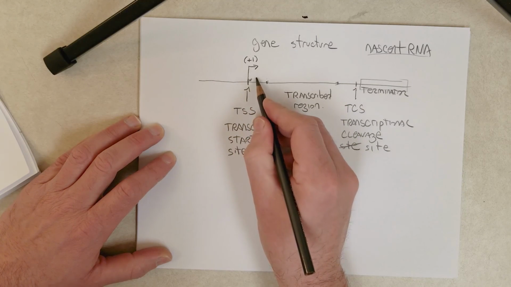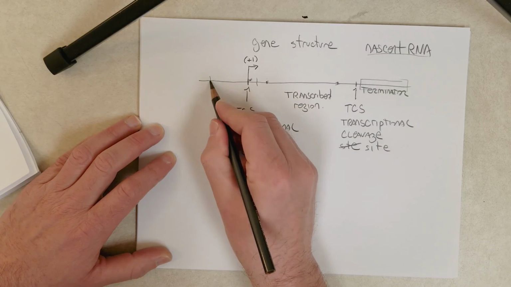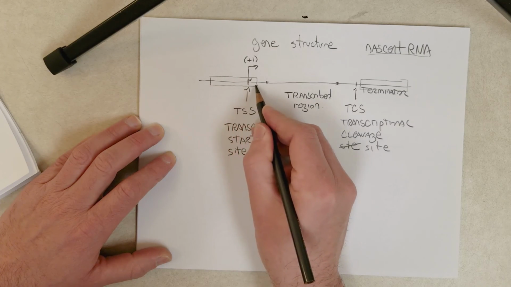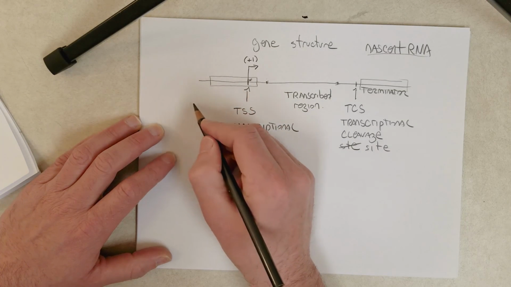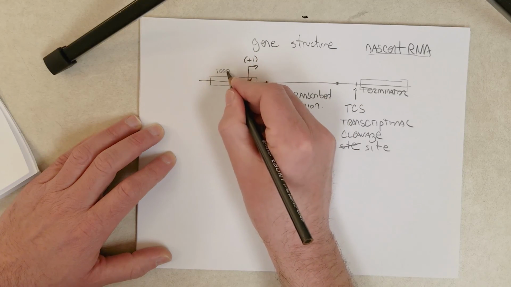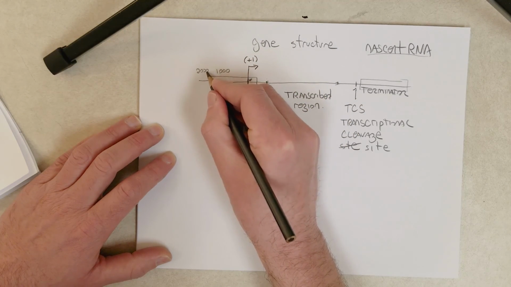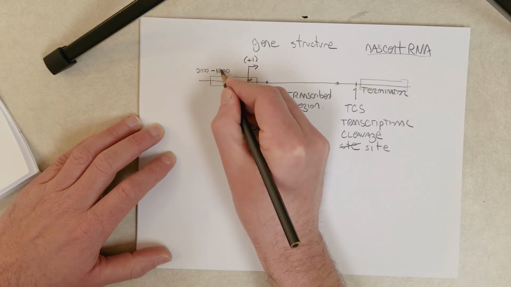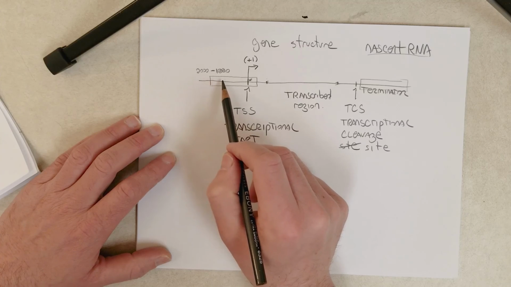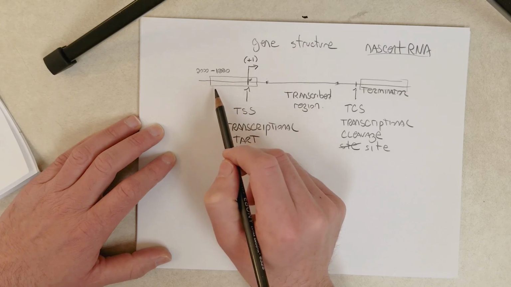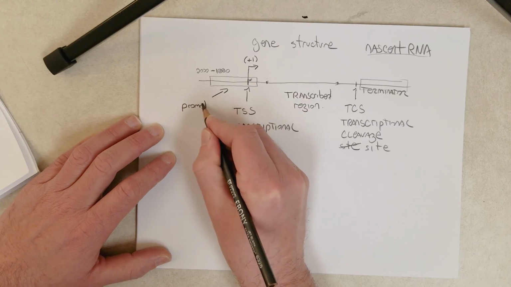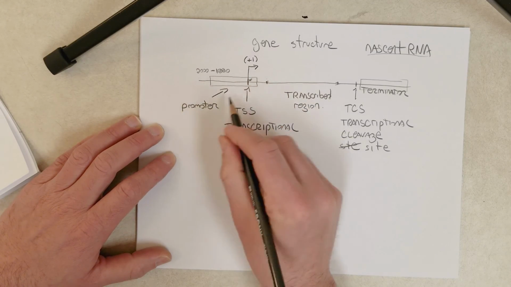Up here, the promoter can sometimes overlap with the +1 site, and it can extend very far, but let's just say 1,000 base pairs. Let's say 2,000 to 1,000. It's hard to know precisely where a promoter region begins and where it ends. But the promoter region is at the beginning of the gene, let's say overlapping a little bit with the +1.